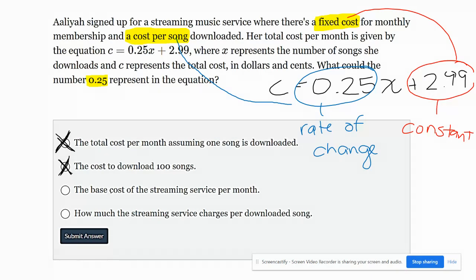The base cost of the streaming service per month. We know that the base cost is this $2.99 because it only happens one time. It's that constant. So we know that it's not the base cost. So it's how much the streaming service charges per downloaded song. Cost per song, 25 cents. 25 cents times however many songs she has, plus that $2.99 equals that cost. So hopefully when we break it down, it makes it a little easier to see what's what. All right, let's look at one more example.